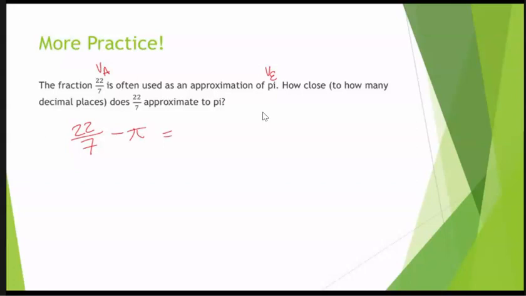If I do that, I'm going to get 0.001264. If you put this in your calculator, you would also get this. And to figure out to how many decimal places my approximation is close to the actual value of pi, you look to see how many zeros you have. In this case, looking at my decimal places, I have 2 zeros. So that means my approximation is close to 2 decimal places.